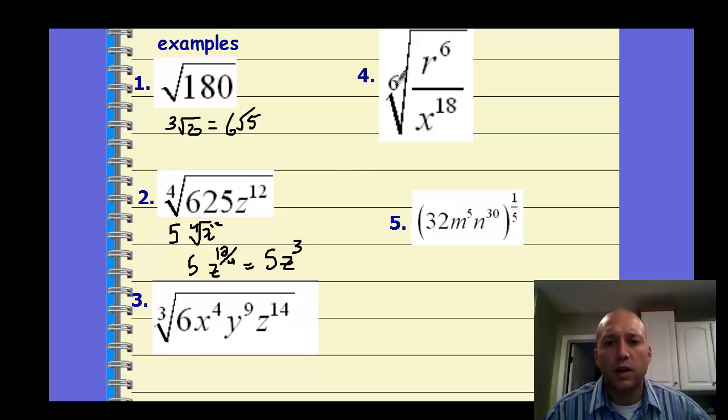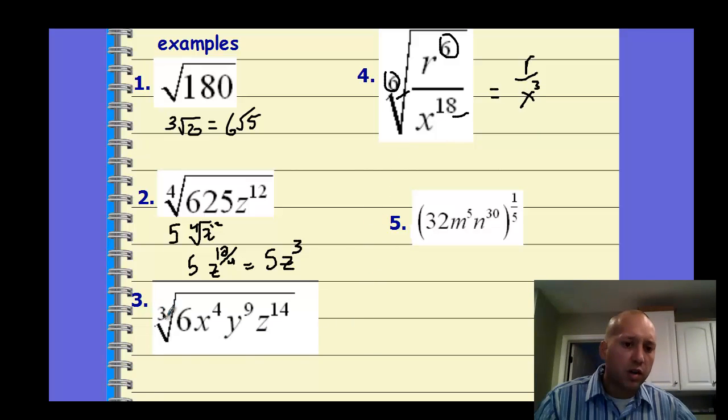And so the 6th root here, we can apply it to both the numerator and denominator. This is just going to be r, because it's 6 divided by 6, over x to the 3rd, 18 divided by 6. And so that's going to help us out tremendously just to divide those.